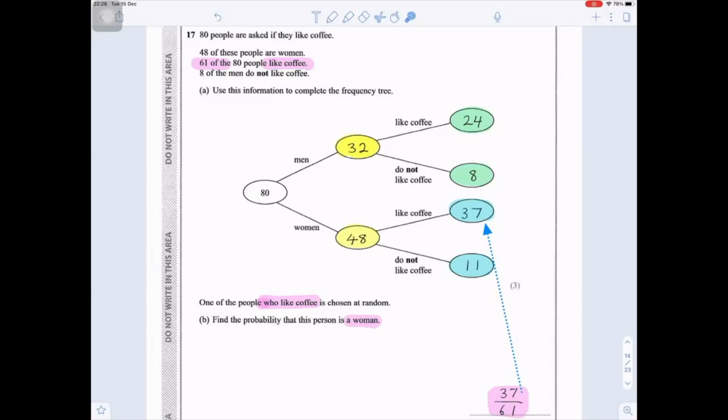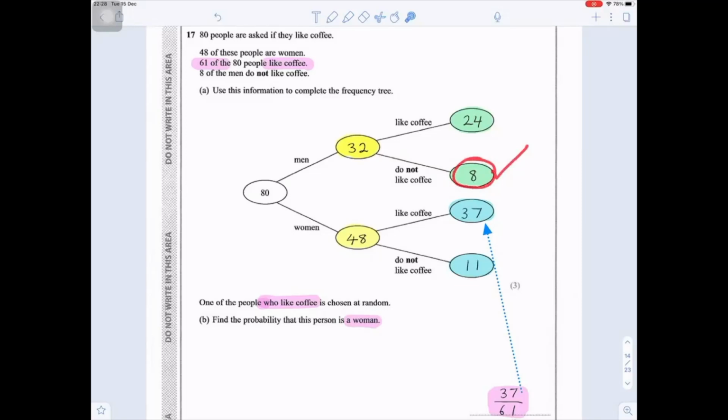80 people, men and women. It says 48 of these people are women. So there's 48 women. So 80 minus 48 gives you 32, because these two numbers have to add up to 80. Now, 8 of the men do not like coffee. So on the men's side, 8 of them do not like coffee. So you put 8 in there.